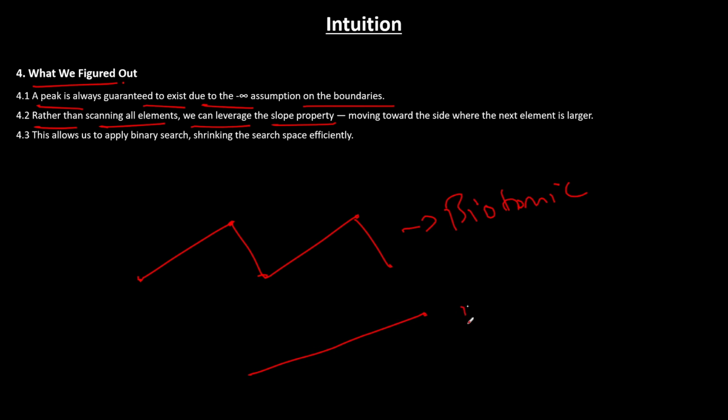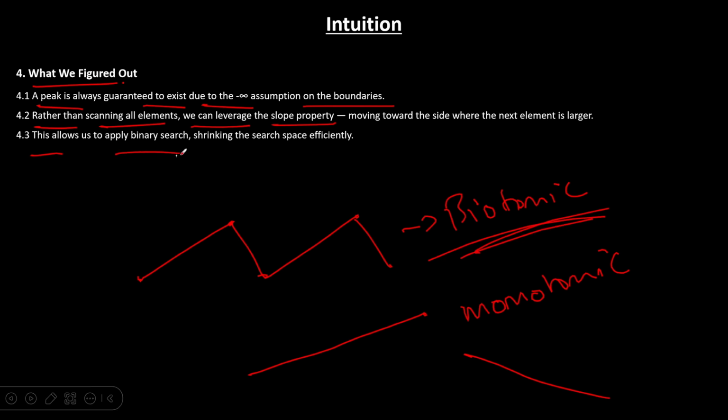This is monotonic, always increasing or always decreasing. So in this particular scenario, we had the bitonic sequence, and this allows us to apply binary search, shrinking the search space efficiently. So I hope you understood the intuition explanation. Let's move to the next slide.